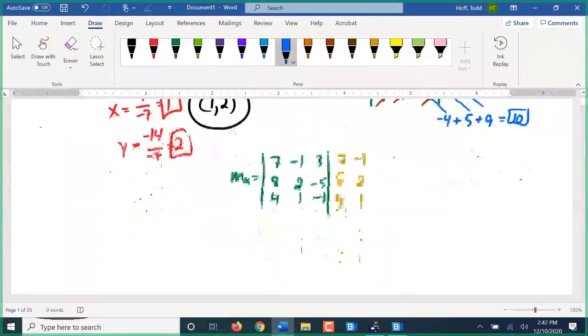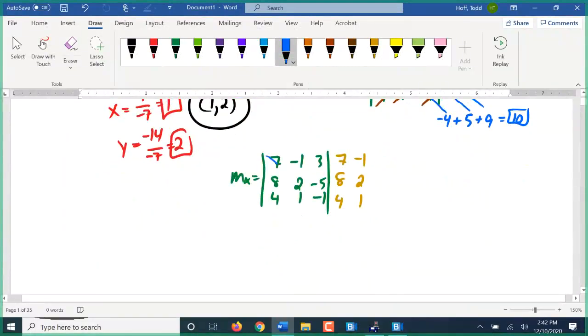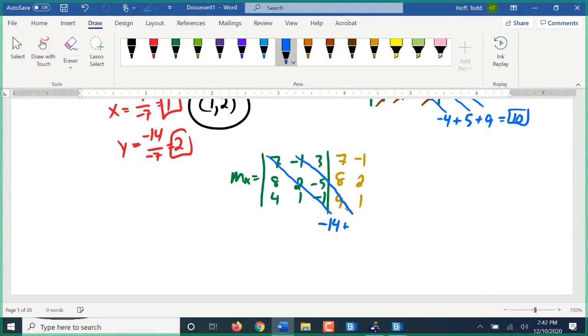So going down, 7 times 2 is 14, times negative 1 is negative 14, plus negative 1 times negative 5 is 5, times 4 is 20, plus 3 times 8 is 24, times 1 is 24. I believe that adds up to 30 for our down diagonal total.